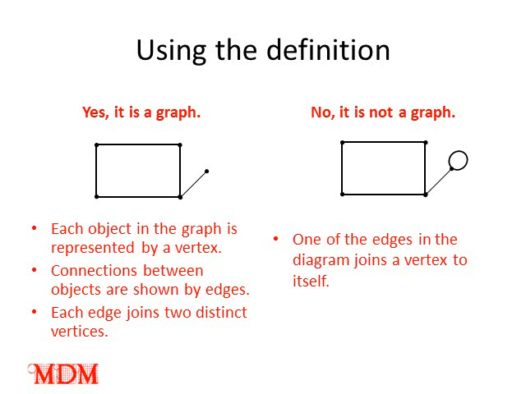On the right, we would have to say that no, it's not a graph. We do have vertices here. We do have edges, but notice that one of the edges in the diagram joins a vertex to itself. So it fails this part of the definition. Each edge joins 2 distinct vertices.